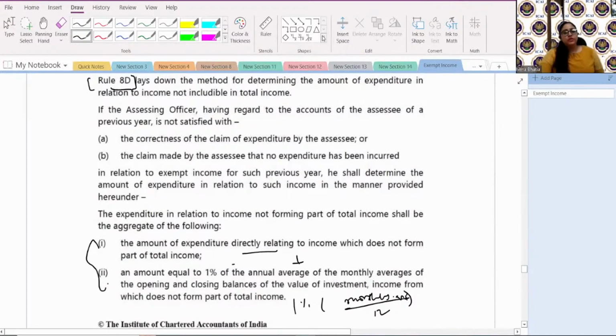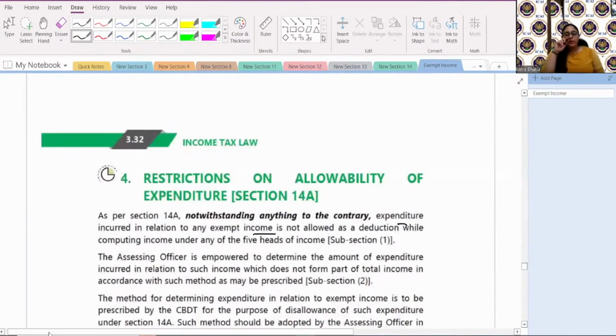So section 14A का disallowance. Section 14A is a disallowance section. What is disallowance? Basically, disallowance is if you have claimed something which is not allowed. Claimed मतलब आपने किसी चीज का deduction लिया है, which is not allowed. So then disallowance comes. So if you have claimed an expenditure for an income which is exempt, that would not be allowed, which is directly related to it.